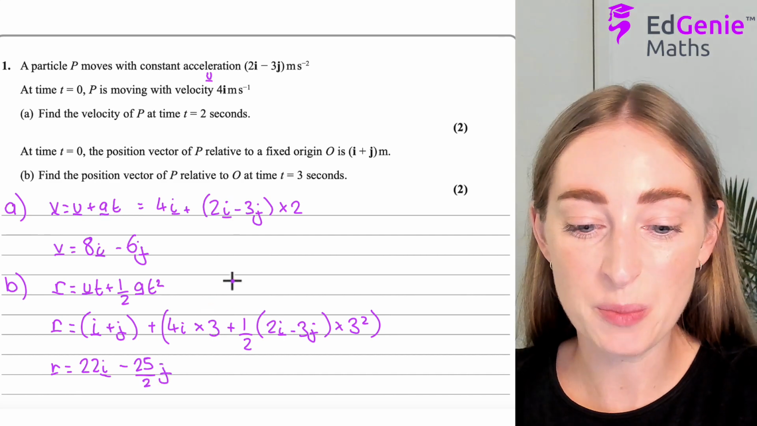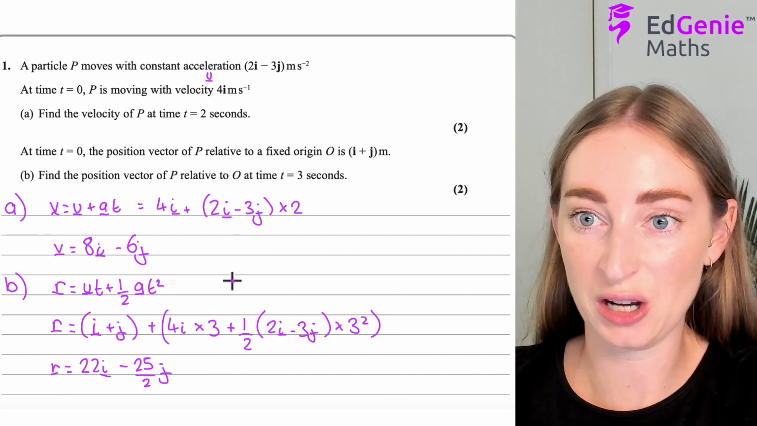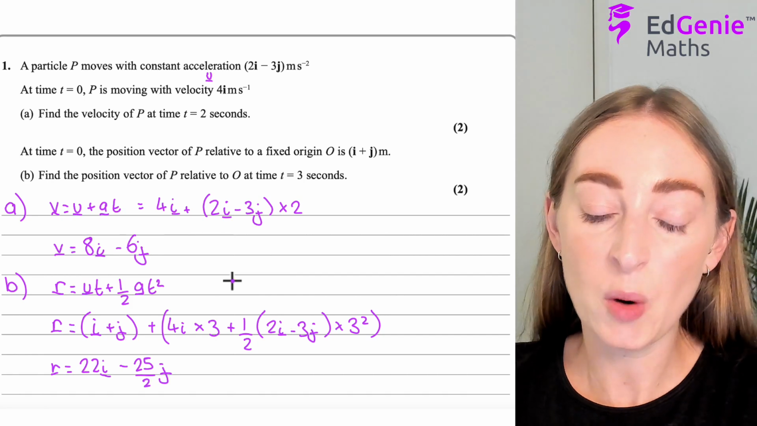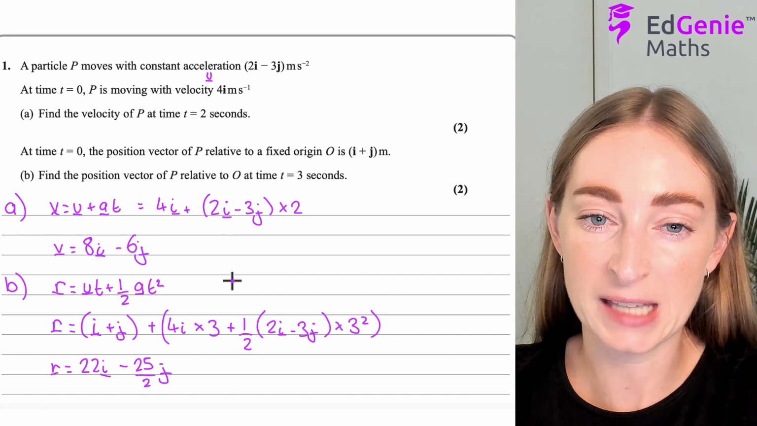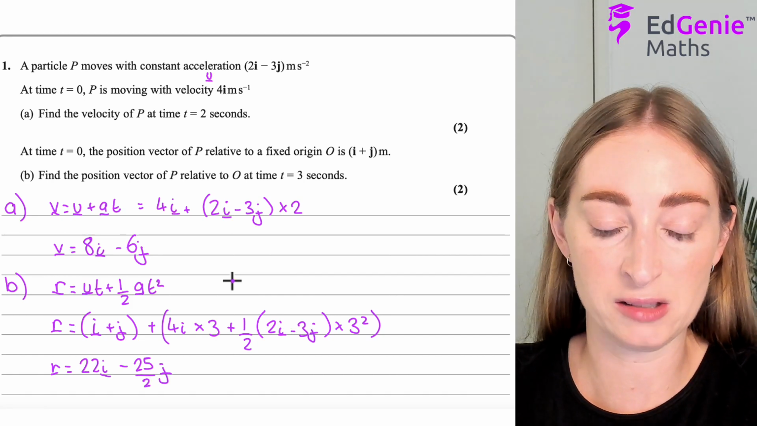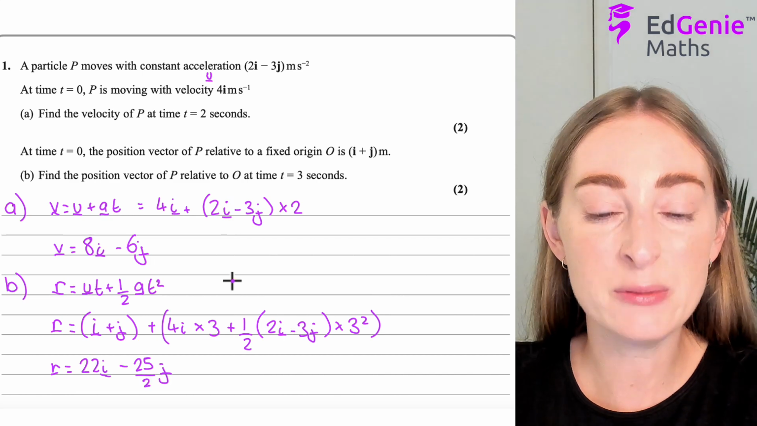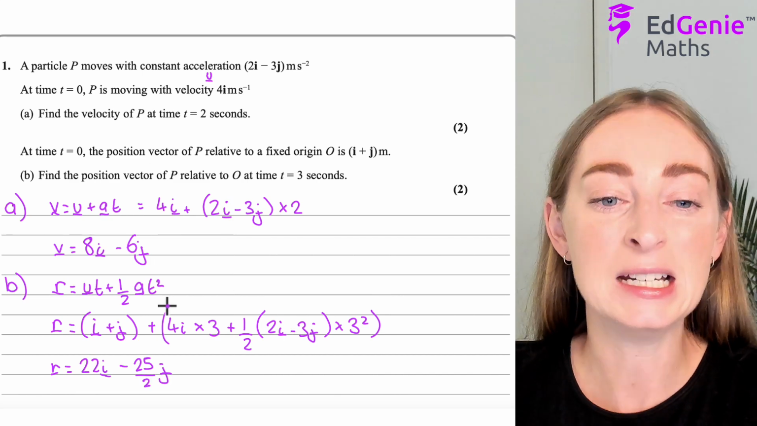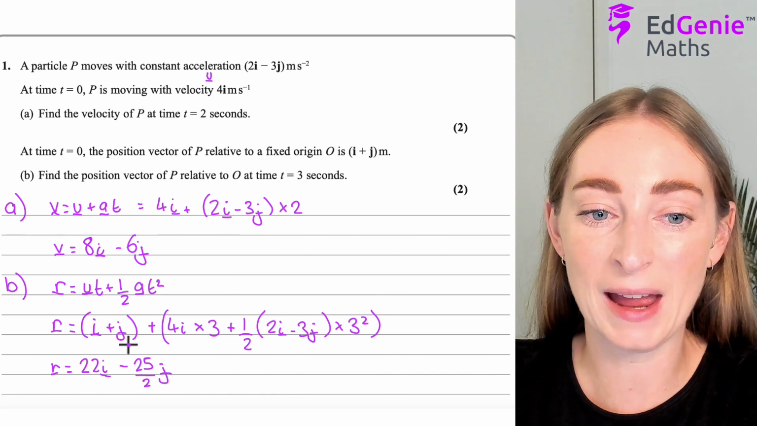So the examiner report said that question 1 was actually answered really well. Quite a few students actually integrated in part A, but that's fine. You can get the correct answer doing that. Part B wasn't done quite as well as part A because quite a few students forgot to add the i plus j.